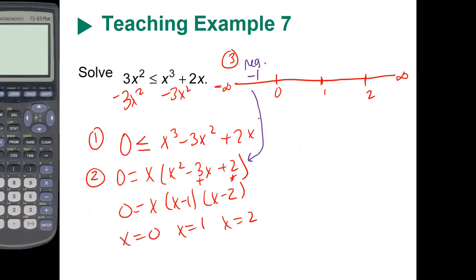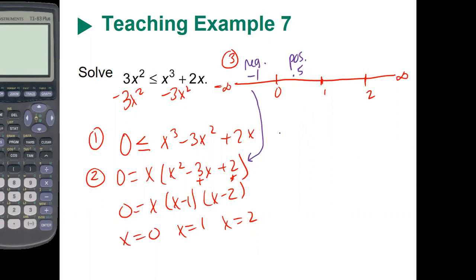Okay, then what's between 0 and 1? Well, the only thing between 0 and 1 is 0.5, a half, right? So in between those two, if I plug in a half, well, a half minus 1 makes what? Negative half. A half minus 2 makes negative 1.5. So that's a negative, and a negative times a negative makes a positive. So it would be a positive.